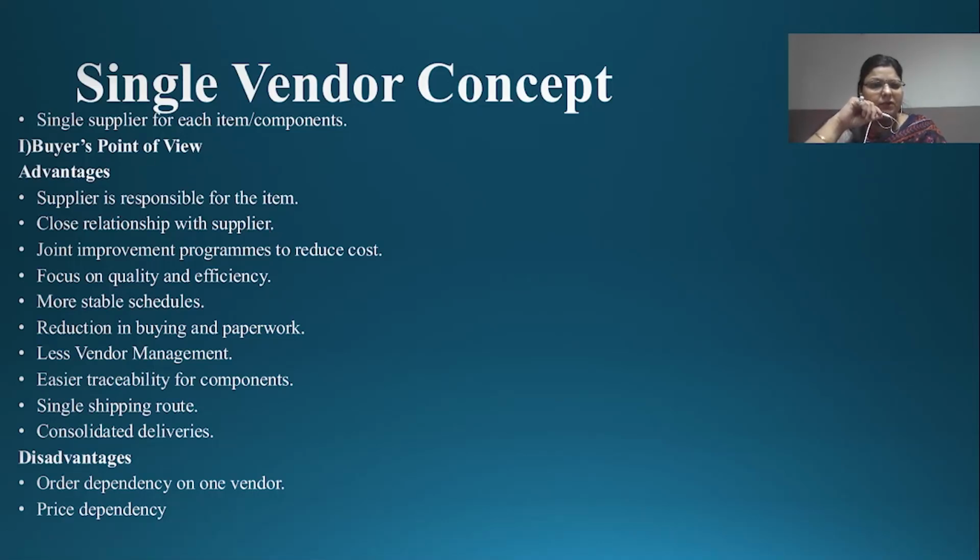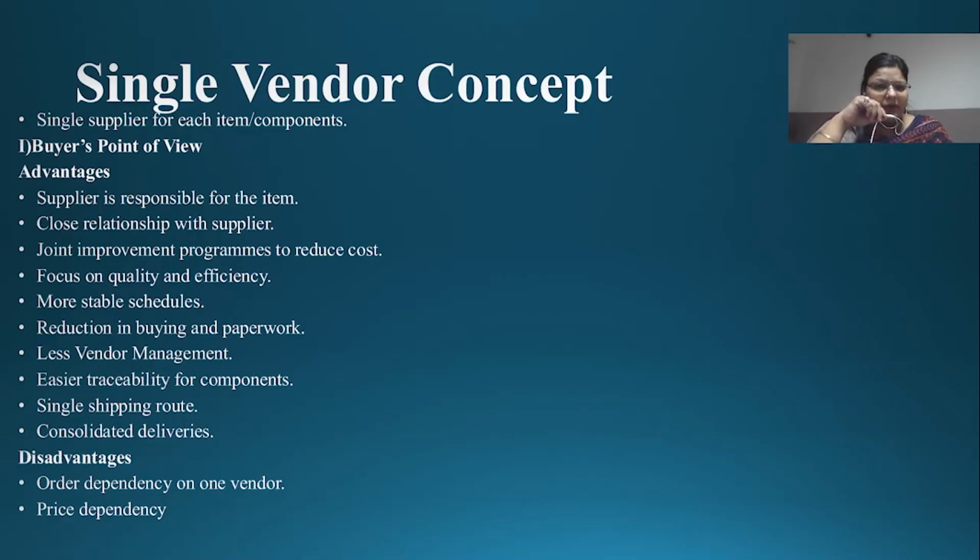The supplier is responsible for the item. Here, the vendor or supplier is totally responsible for each and every product or item delivered. There is a close relationship with the supplier. Here, a single vendor has a relationship with the supplier. Sorry, a joint improvement program to reduce cost. Here, a vendor has to maintain an improvement program for reducing the cost.